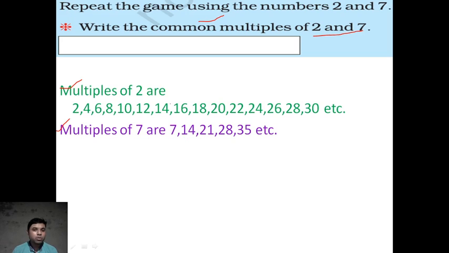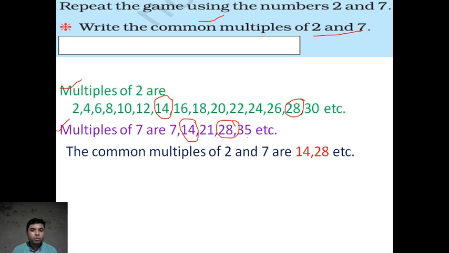What are the common ones? Look here, 14, here also 14, here 28, here also 28. Is it clear, my dear student? So write the common multiples of 2 and 7 are 14 and 28. There are so many common multiples, that's why you have written etc. And write the answer here, 14 and 28. Is it clear, my dear student?